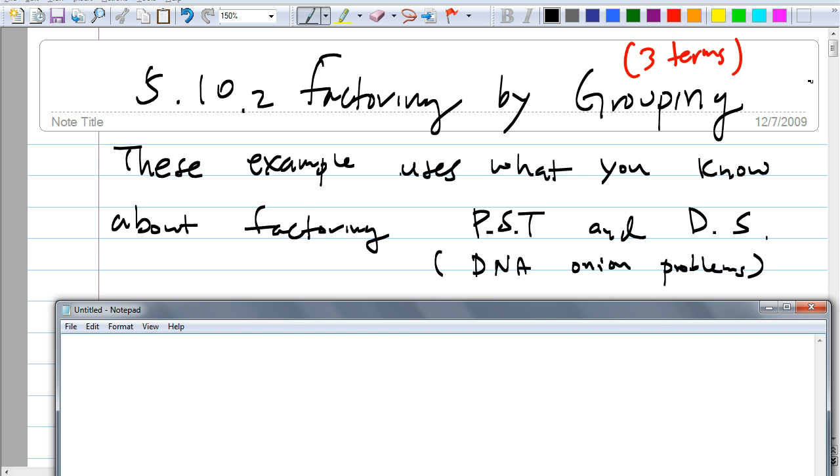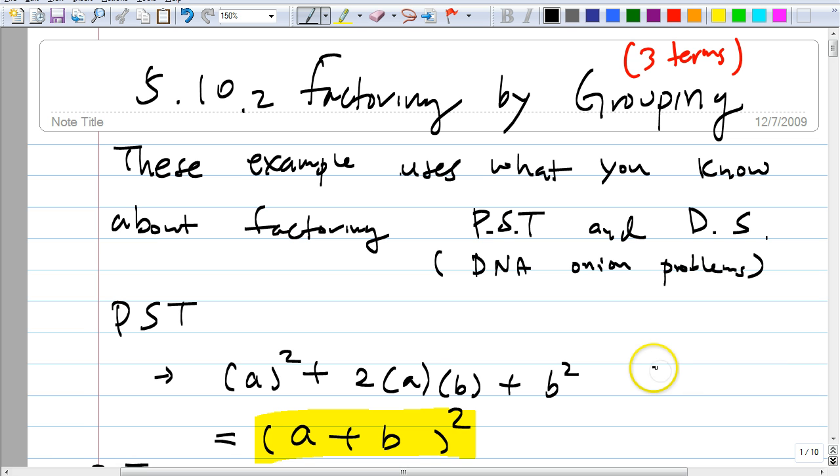Yes, sir. Yeah, it's the binomial square, a plus b squared, right? When you have the quantity a plus b squared, what do you get? Yeah. a squared plus 2ab plus b squared. Yeah, exactly. That's what a perfect square trinomial is. You guys remember that?